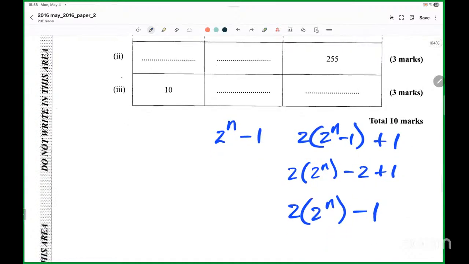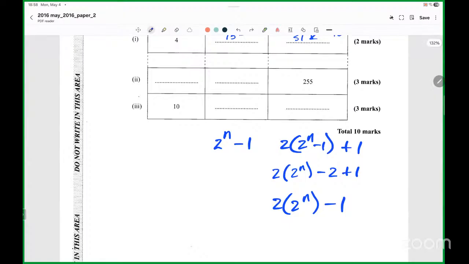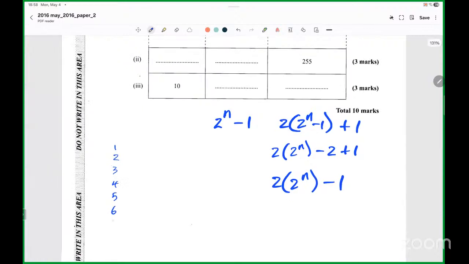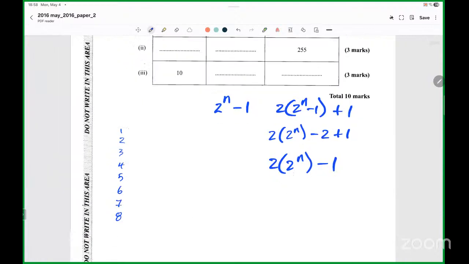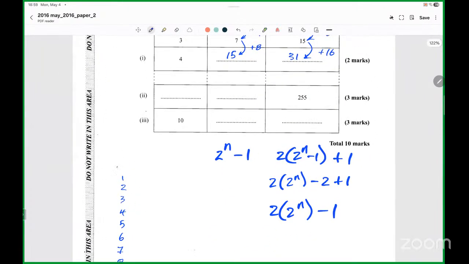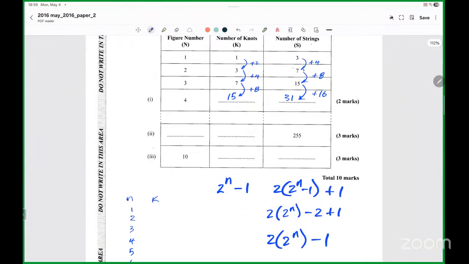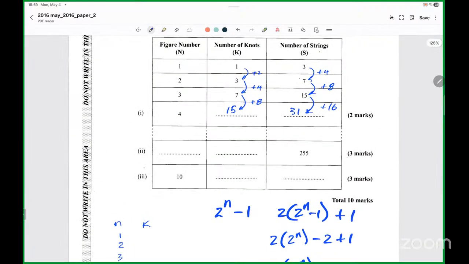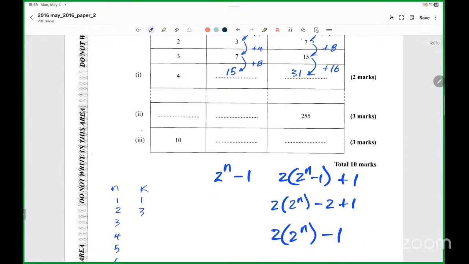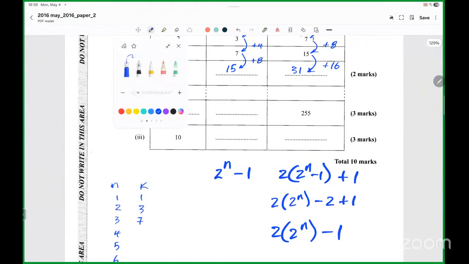So if I'm in the exam room, I'm going to just do a little table down here for myself and go 1, 2, 3, 4, 5, 6, 7, 8, 9, 10. Put in a little n column for myself so I can work out a formula. I'm going to start out 1, 1, 3, 7. Right? And then I have to add beside it. Add.